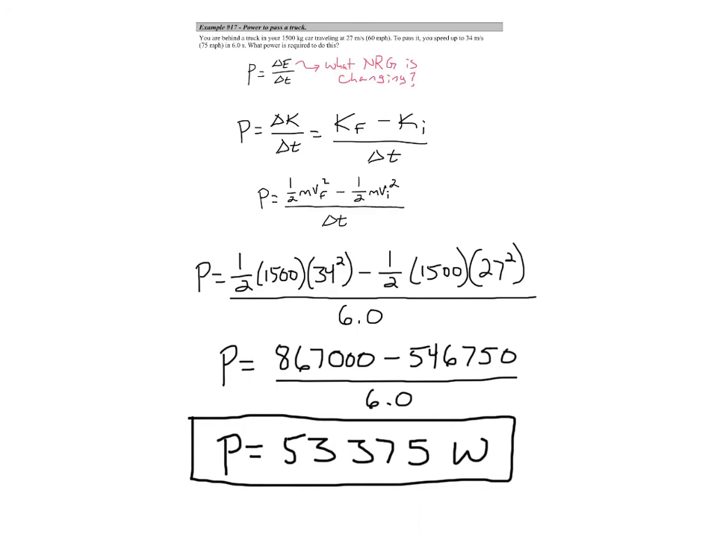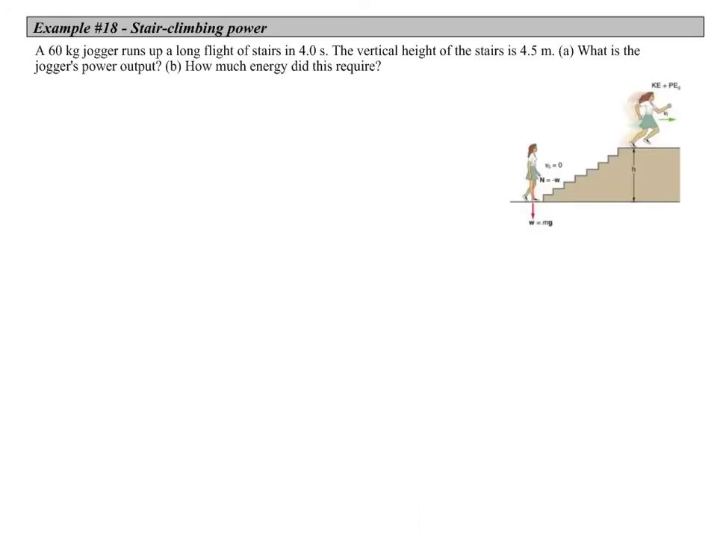Let's take a look at another example. So here we've got a 60 kilogram jogger running up a flight of stairs in 4 seconds. The vertical height of the stairs, 4.5 meters. What's the jogger's power output and how much energy did that require? So now here in this problem, the power is change in energy over time.